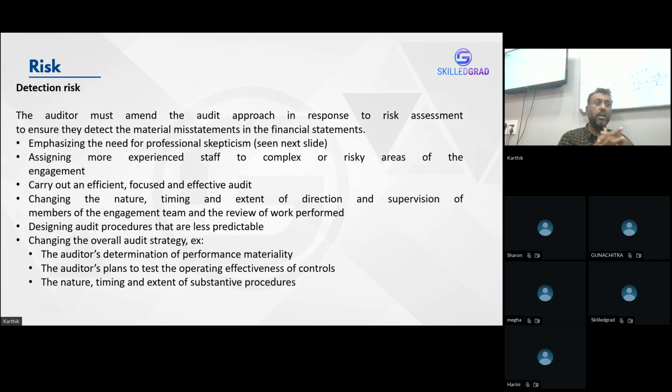And for the complex audit, have experienced staff, more experienced staff. Don't send a greenhorn or a junior or somebody who doesn't understand the model. For risky areas, especially for example at audit level, the provisioning area or a non-current asset area, revenue area, or taxation, send experts in that. Don't send somebody who doesn't have an idea on that topic. Okay. Then ensure that you carry out an efficient, focused, and effective audit.